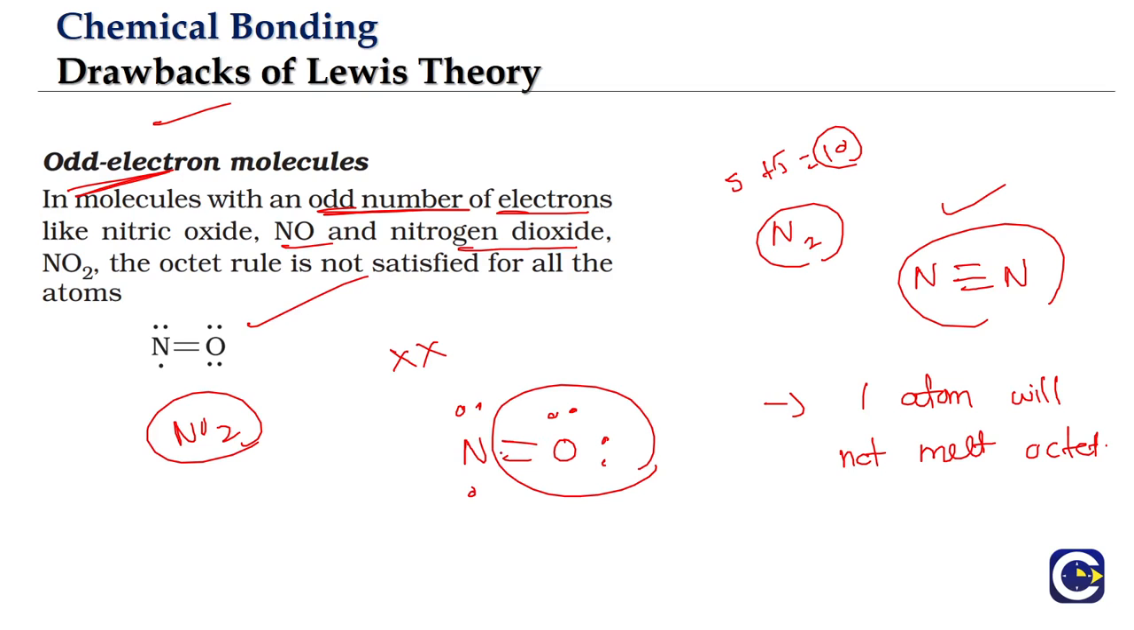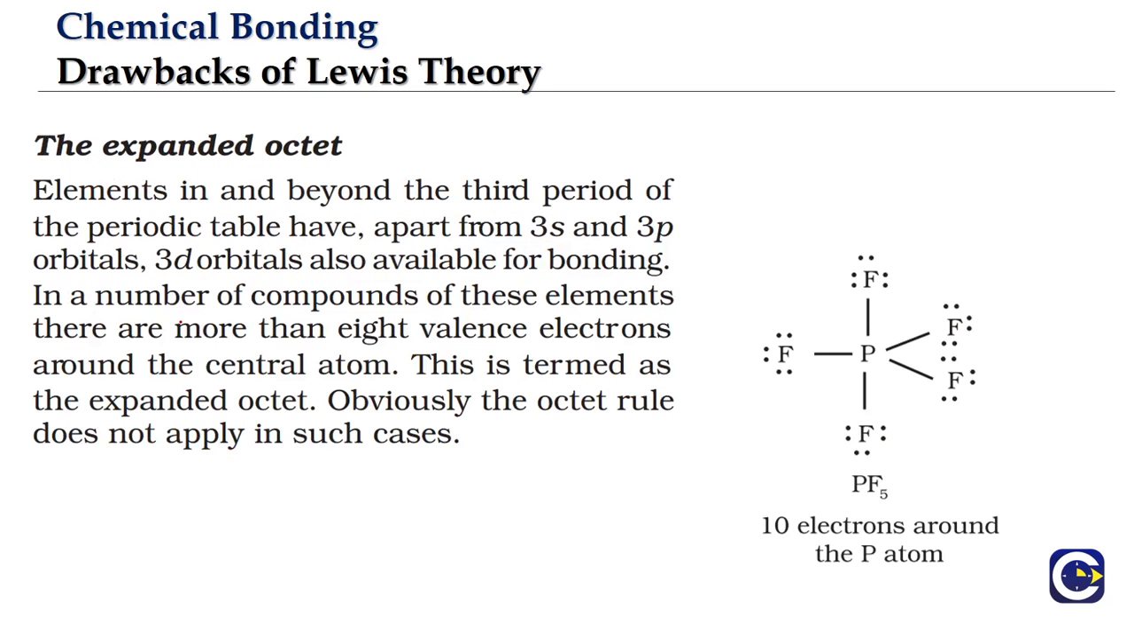If both nitrogen and oxygen are forming a bond, obviously nitrogen, as per the Lewis theory, should not be engaging in bond formation if it is not reaching octet. So this is how, in the odd electron species, one of the atoms will not be able to have the octet. The octet will not be satisfied for all the atoms. This is another drawback of the Lewis theory.